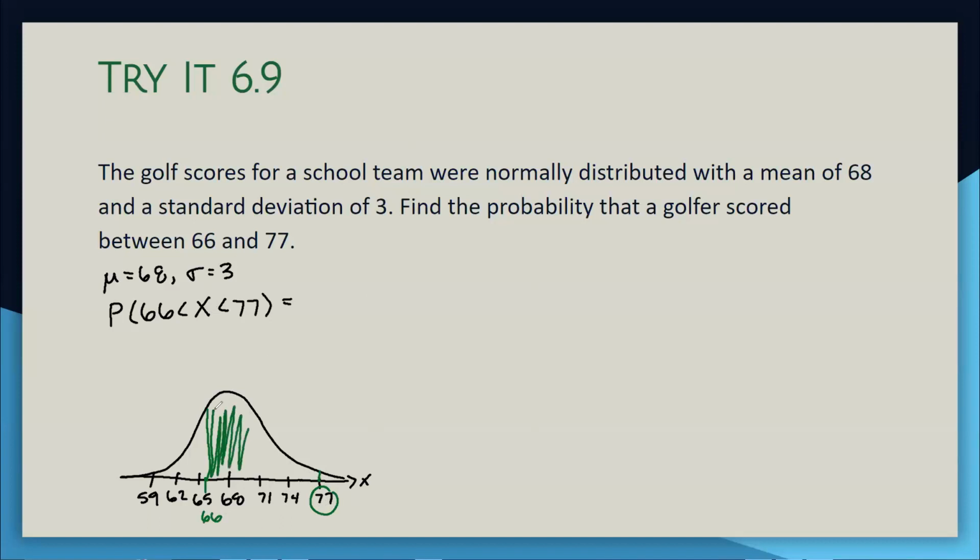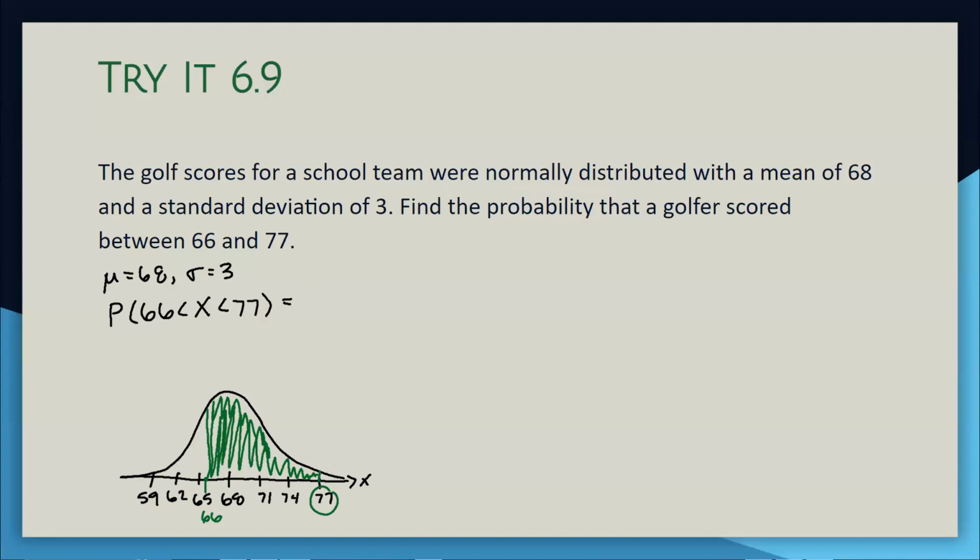So I'm going to shade in the area between those two boundaries. And looking at that, that looks like more than half the curve. I know if I started at 68 and went out to 77, that's almost half. So I'm probably at just a little bit above half of that curve. So I'm expecting a number at about or slightly bigger than 0.5. But we're going to check.